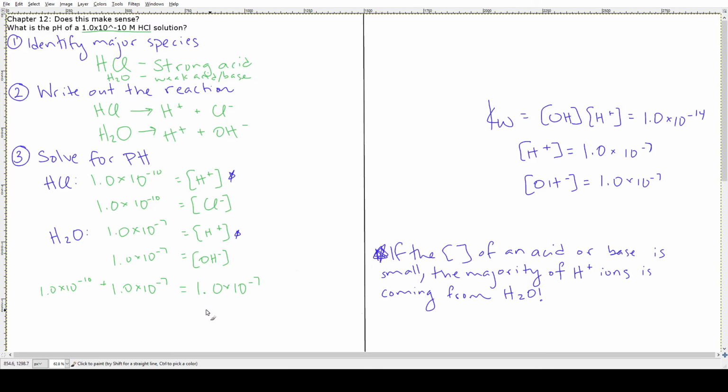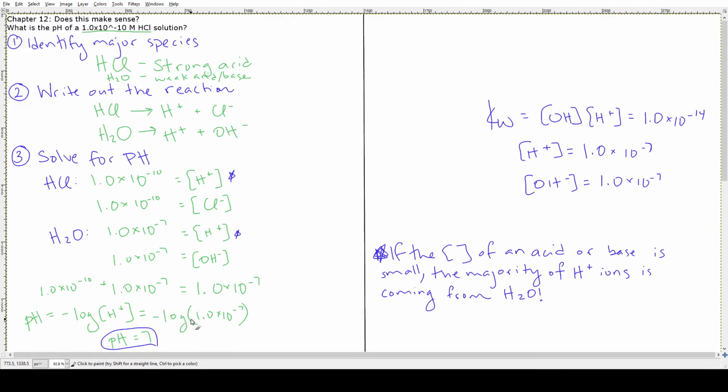So, I know that pH is equal to the negative log of the concentration of my hydrogen ions. And if you plug that in your calculator, you end up with a pH equal to 7. That's right, you have a container full of diluted hydrochloric acid, and it actually ends up being neutral, effectively neutral.